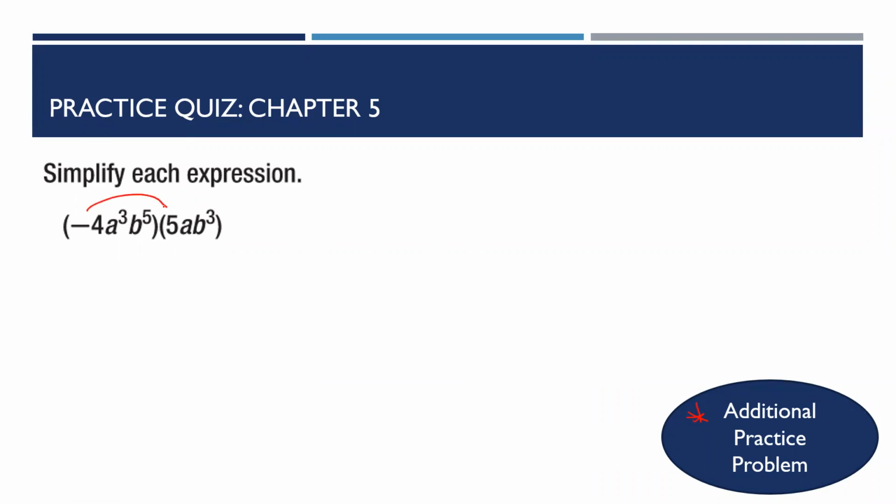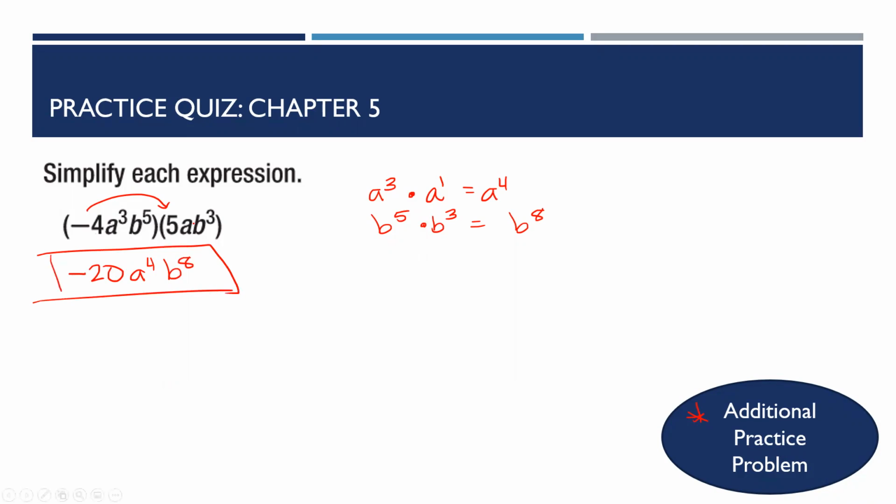So I'm going to multiply here. -4 times 5 is -20. Then I have a cubed times a. Remember, there's an exponent of 1 there, so I add the exponents, so that's a to the 4th. And then I have b to the 5th times b to the 3rd. So I add my exponents and I get b to the 8th power, and that is my final answer.